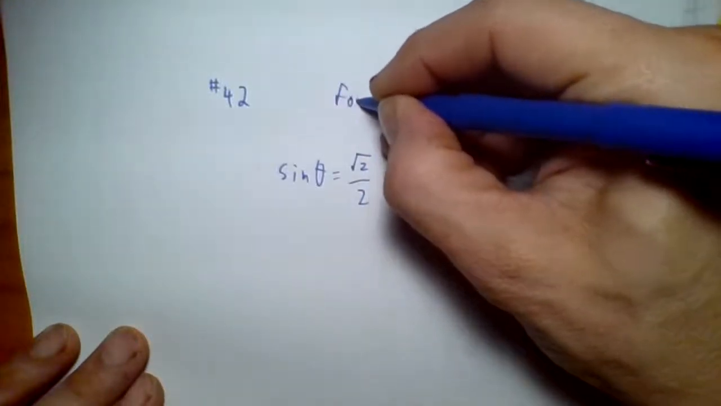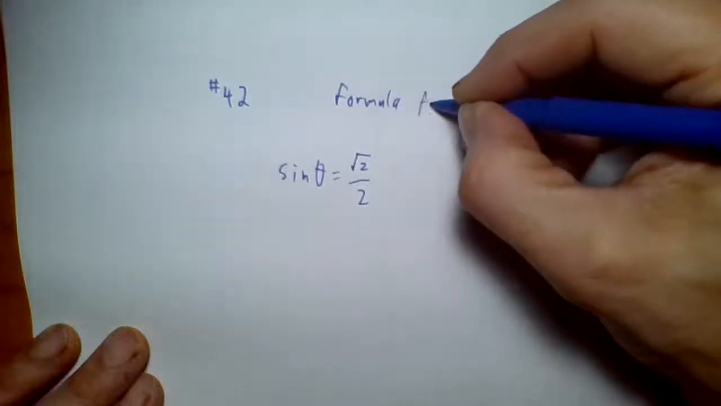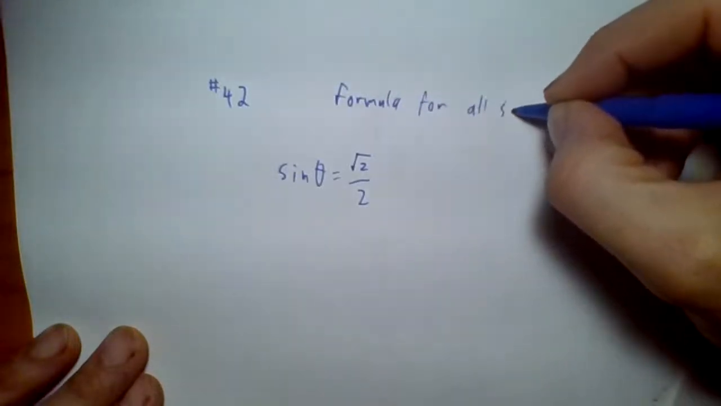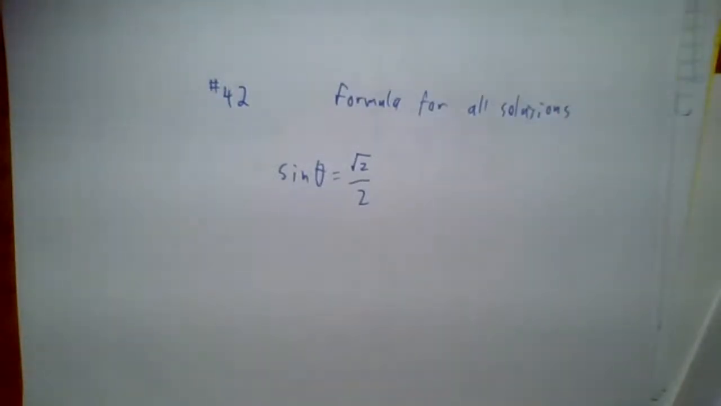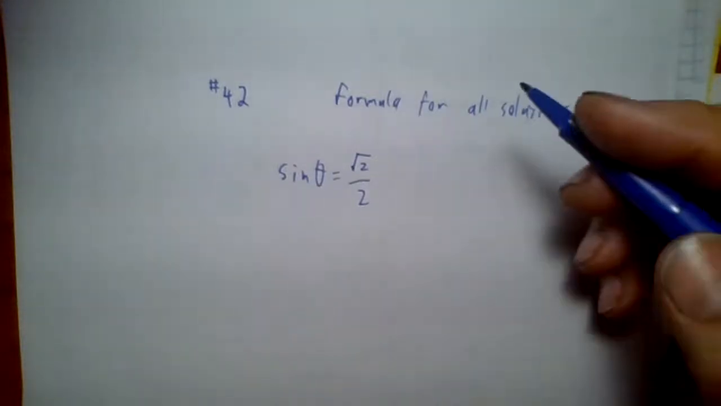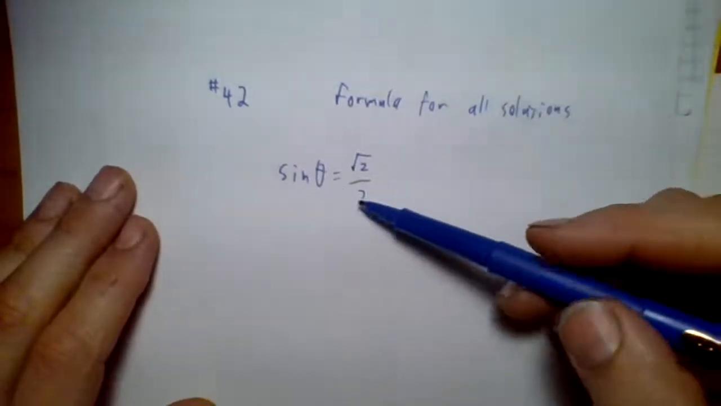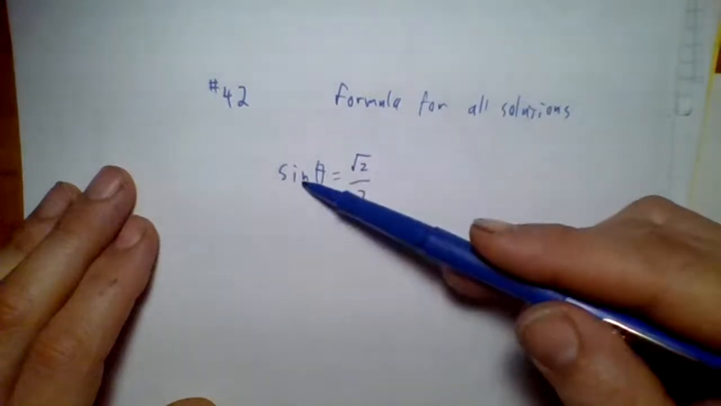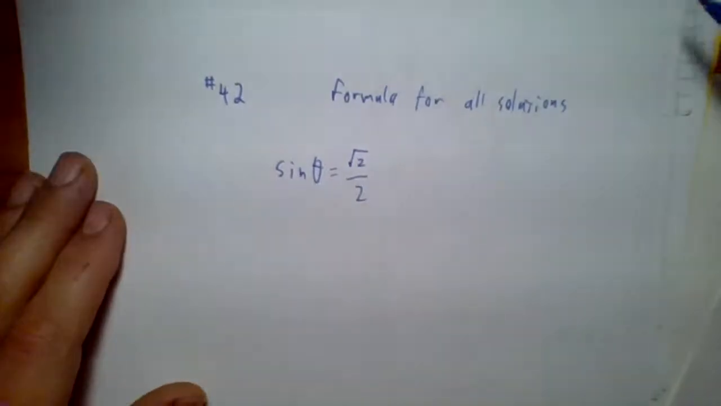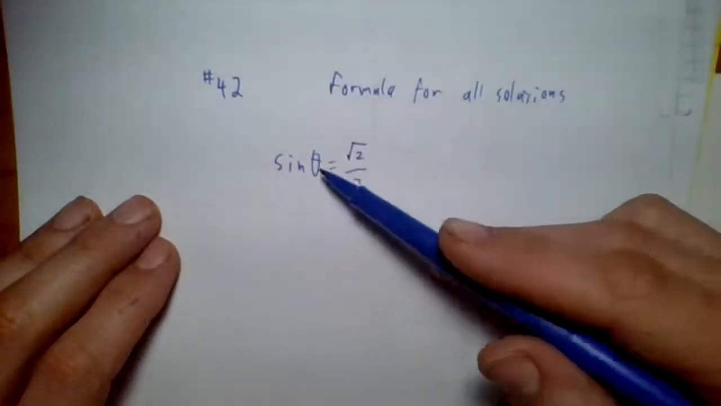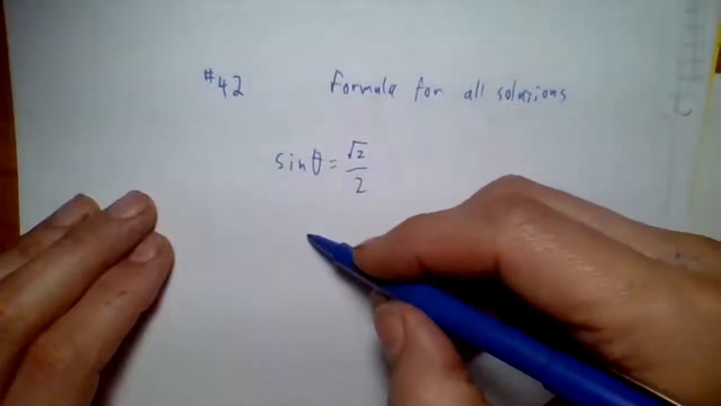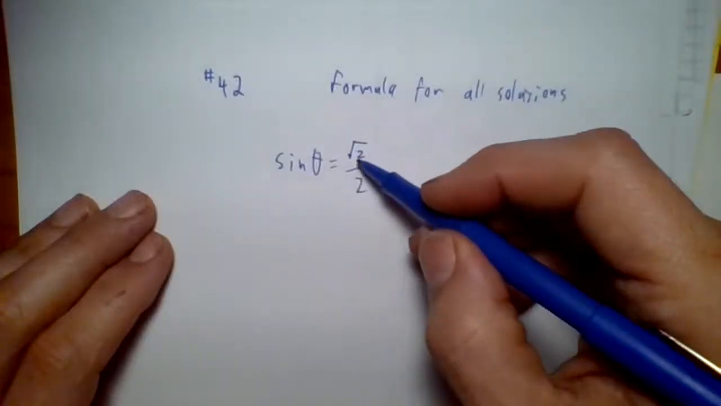This is a formula for all solutions. We're not going to list them all because they go on forever. Right? It's periodic. We get a list or a formula for all solutions. The list would go on forever, but there's a pattern to it, so we can write a formula for them. This is already a simple equation. We've already got just one trig function, and it's already by itself. So they didn't leave you much algebra to do. We want to think about where this is true. Where does the trig function come out to square root of 2 over 2?